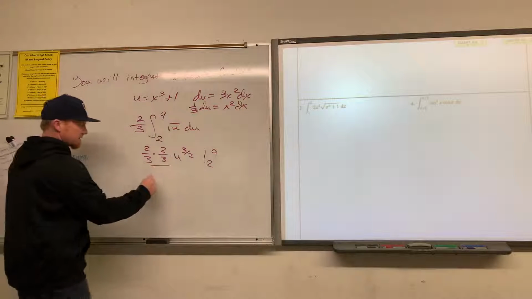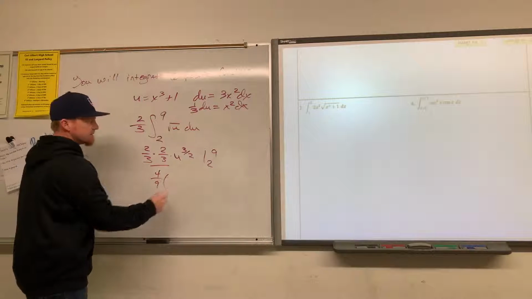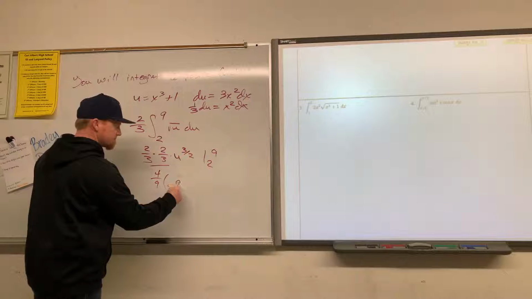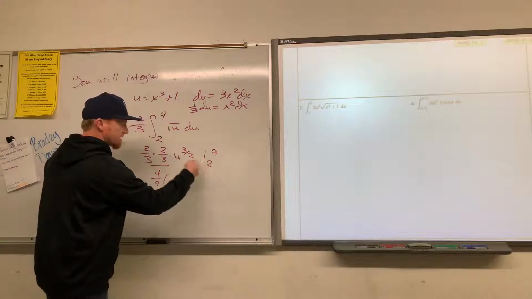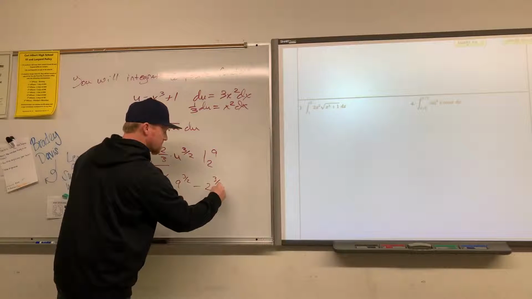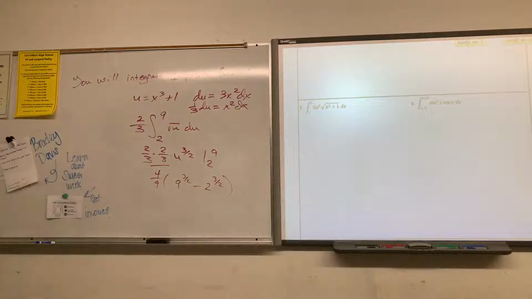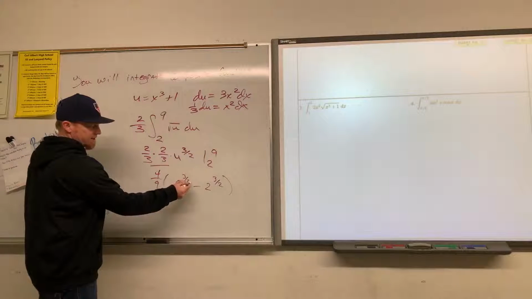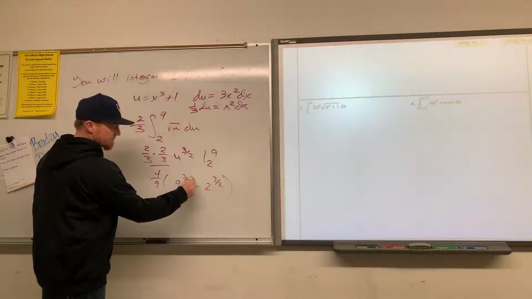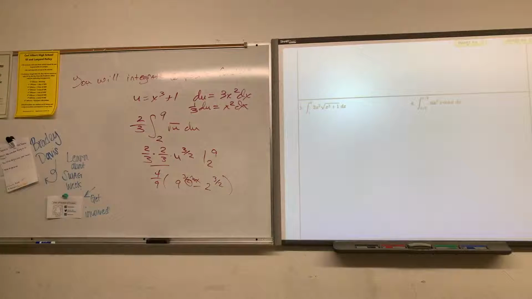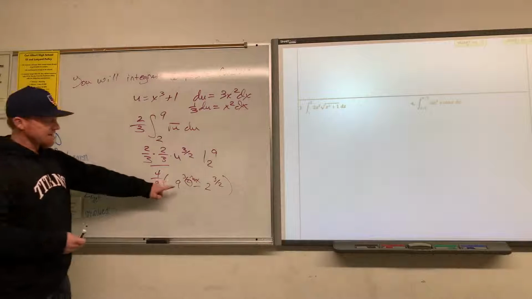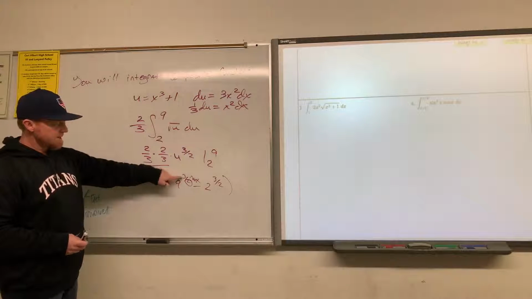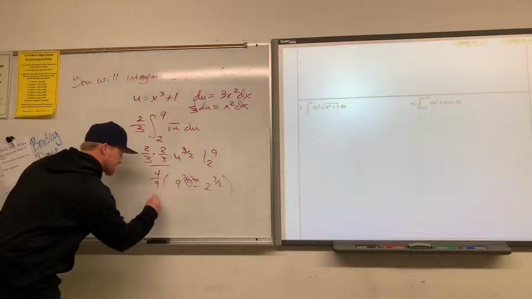So I put these together. That gives me 4/9. I plug in the 9. Plug in the 2. And then I evaluate those. So I always want to try to do the bottom first. Remember, the bottom is always the root. You always want to try to do the root first if you can. In this case, I can do the square root of 9, which is 3, and then I cube 3, which gives me 27.